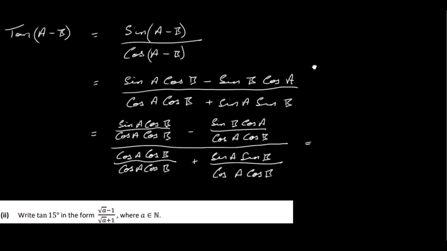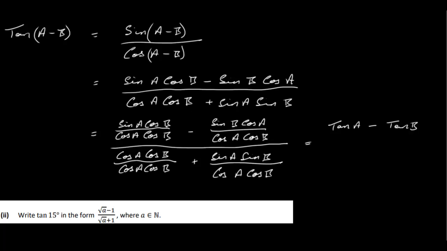Now on the top here, we've got sine A over cos A, which is tan A. Then we've got cos B over cos B, so that's just 1. We've got minus, and then over here we've got sine B over cos B. Sine B over cos B is tan B.